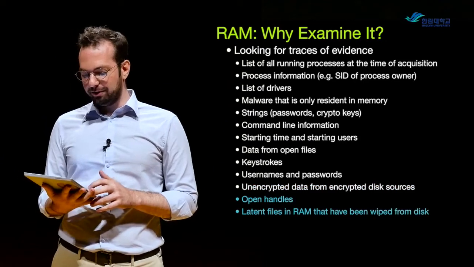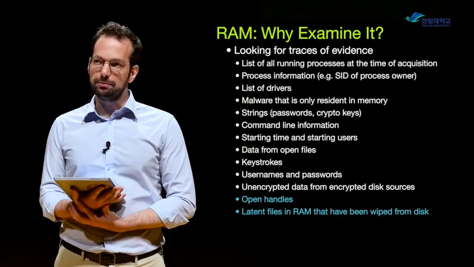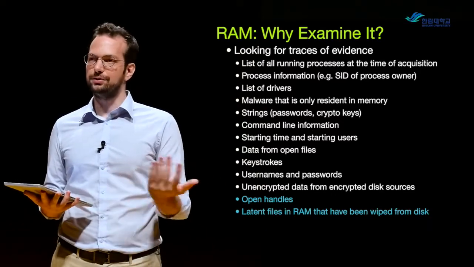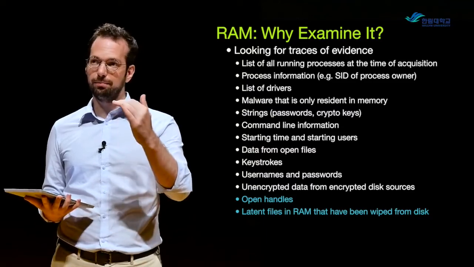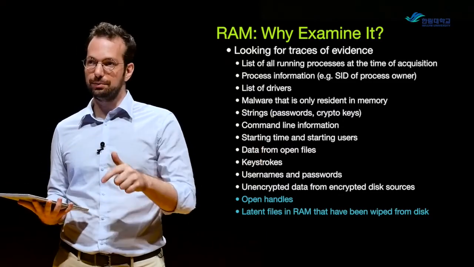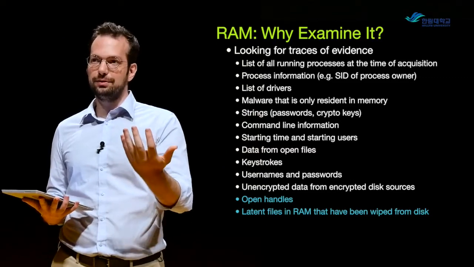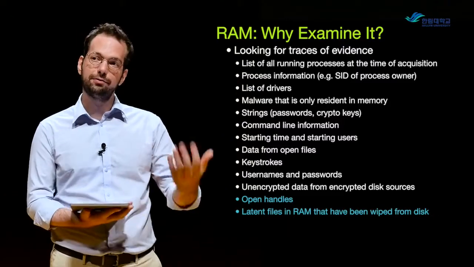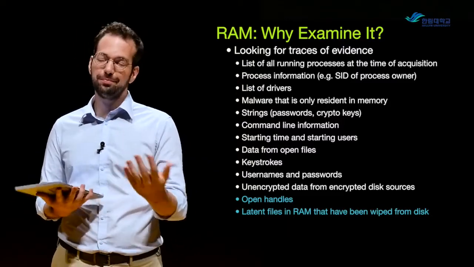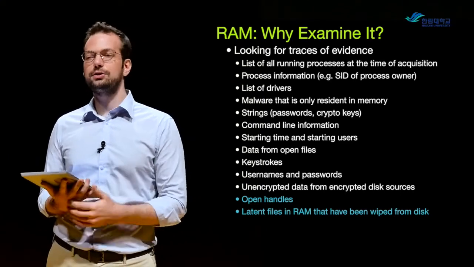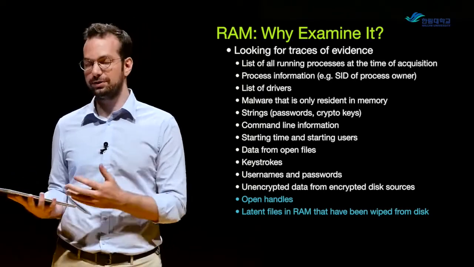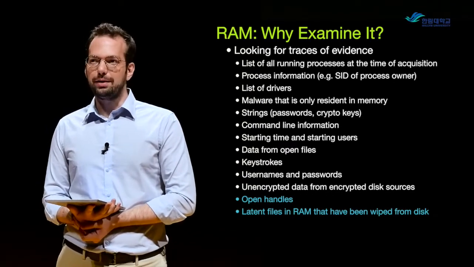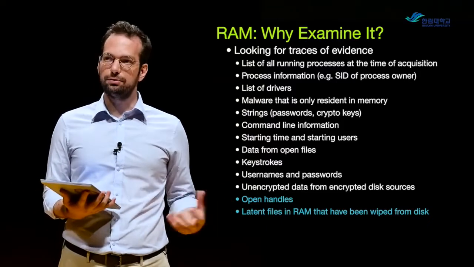Okay. Open file handles and also latent files in RAM that have been wiped from disk. Very similar to the encrypted files, maybe I had illegal pictures on my hard drive and I opened them up to look at them and then I knew the police were coming, so I deleted the images. Well, because I opened them up, they're now resident in memory, and whenever I delete them from the hard drive, they're deleted only from the hard drive and not from RAM. They might be overwritten in RAM, depending on how long it took, but I can still potentially recover fragments of the image or potentially all of the image if I have a copy of RAM. So again, there's a lot of information that we might be able to get from RAM that's no longer resident on the hard drive.